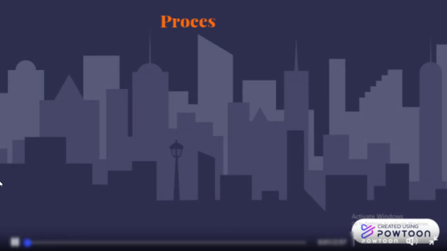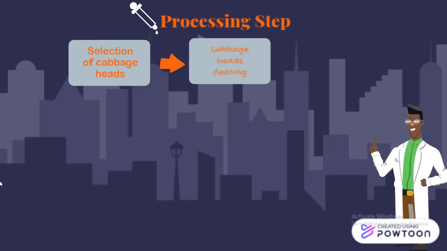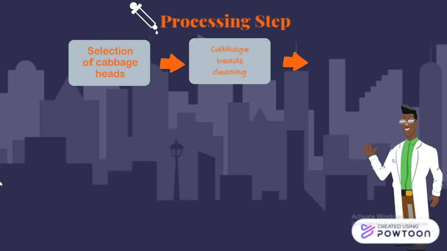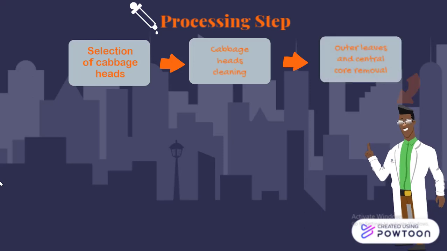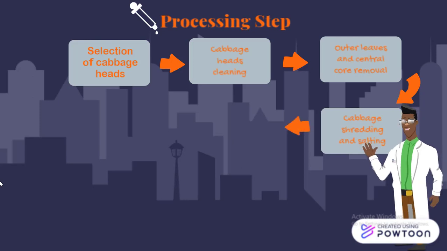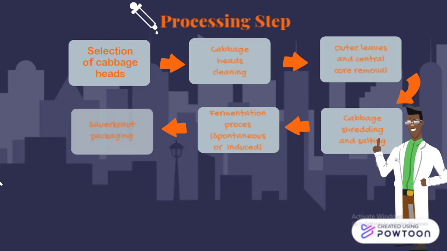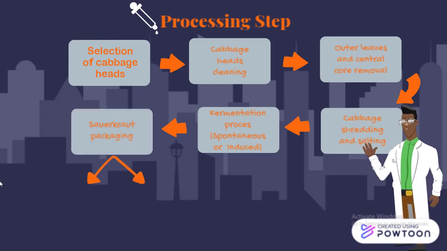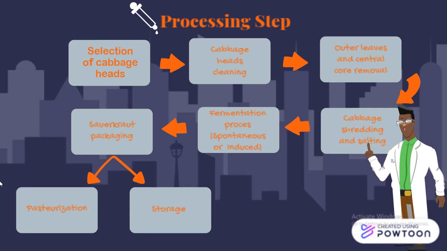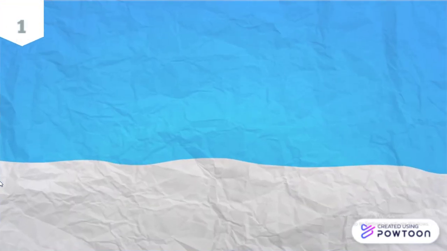Processing steps of sauerkraut. Selection of cabbage heads. Cabbage head cleaning. Outer leaves and central core removal. Cabbage shredding and salting. Fermentation process. Packaging with the method of pasteurization and storage. Processing steps for sauerkraut production.